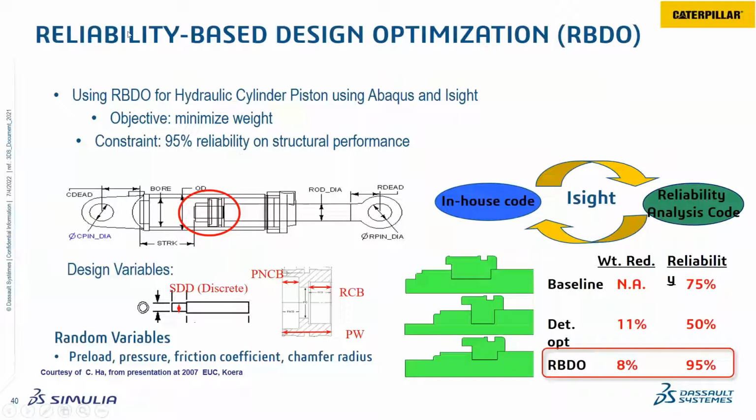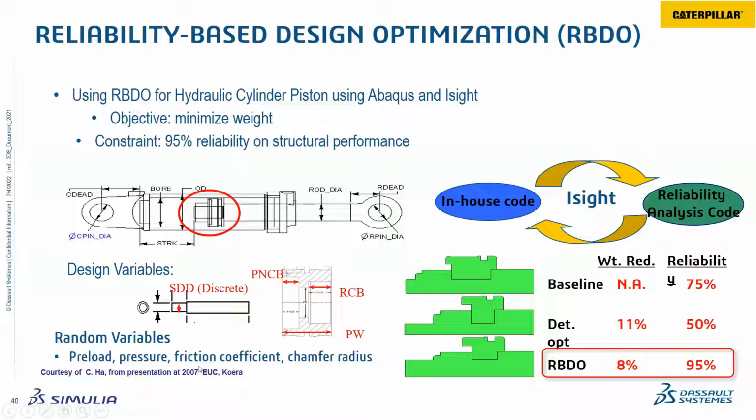And this is another example on reliability based optimization, where this is a hydraulic cylinder piston. Using Isight and Abaqus, we have done this. The objective was to minimize the overall weight. As you see, the baseline was around 75% reliable. These are the random variables, the variables where we are adding some level of variance.